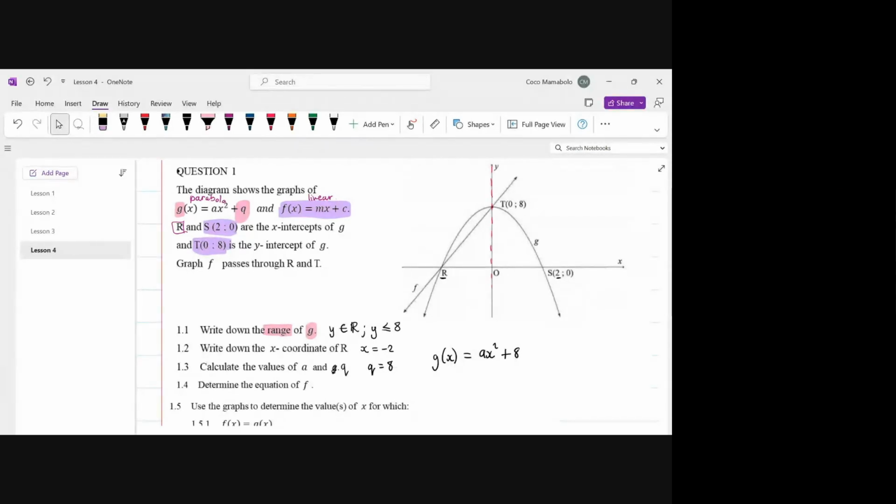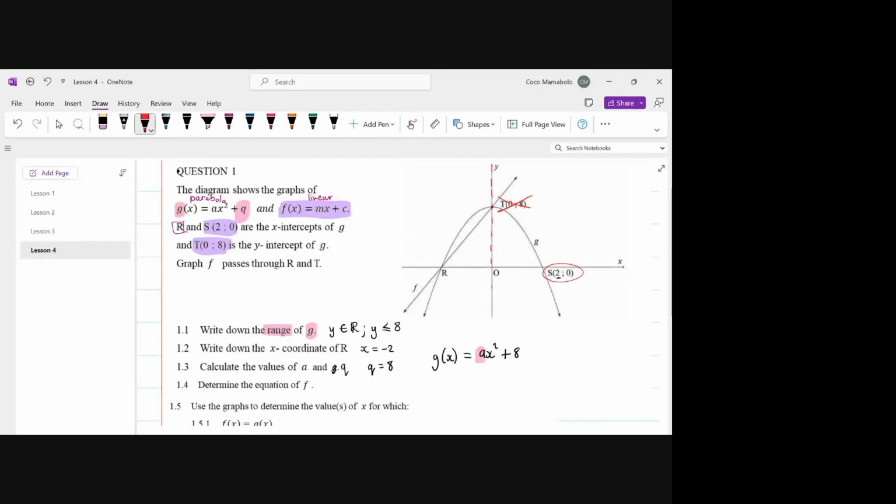So now what I need to do is find my A value. Now, what do I know about my A value? I need to substitute one of these other values in order to get it. I can't use that value, it's already been used. So I have to use one of the others, either 2 and 0 or -2 and 0, because that's that point over there. I'm going to use S's values.